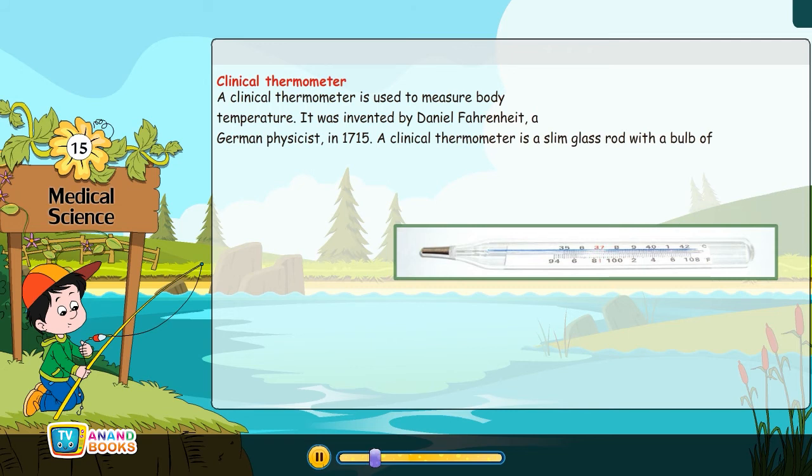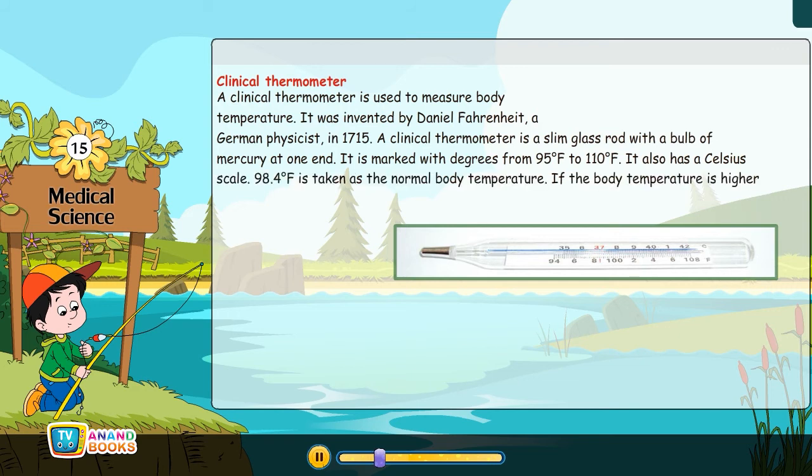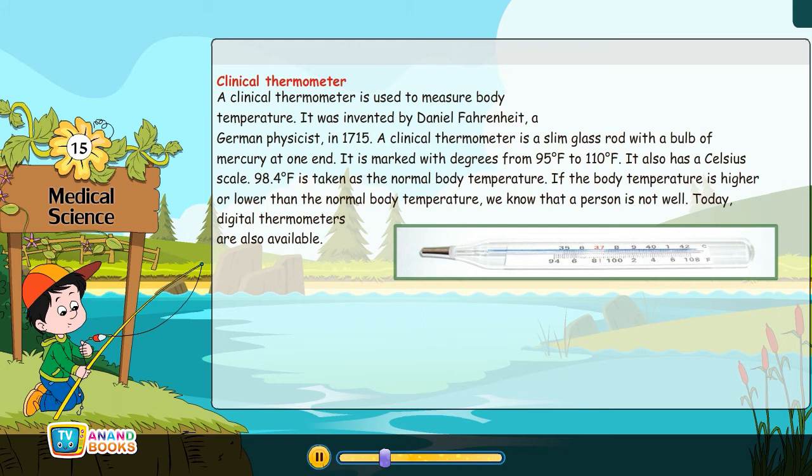A clinical thermometer is a slim glass rod with a bulb of mercury at one end. It is marked with degrees from 95 degrees Fahrenheit to 110 degrees Fahrenheit. It also has a Celsius scale. 98.4 degrees Fahrenheit is taken as the normal body temperature. If the body temperature is higher or lower than the normal body temperature, we know that a person is not well. Today, digital thermometers are also available.